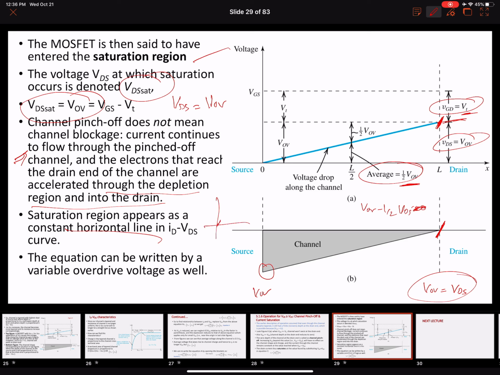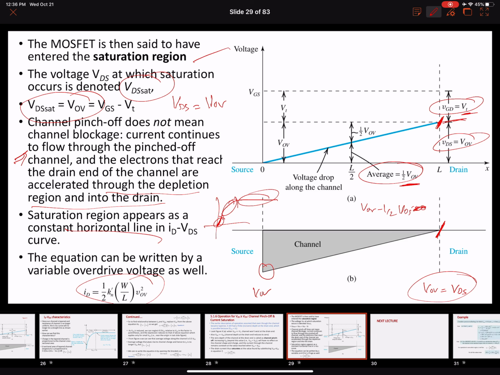So this is the linear region. This is the triode region, when the resistance is decreasing, and this is the saturation region. Three different ID values. The equation can be rewritten using the overdrive voltage, right? So this is the equation that we derived.